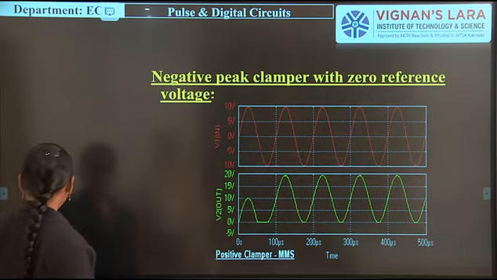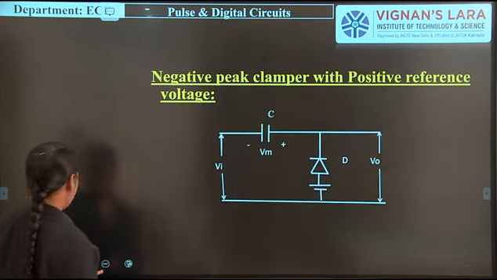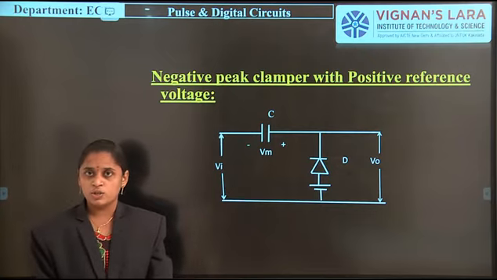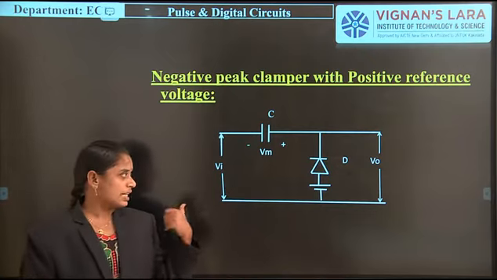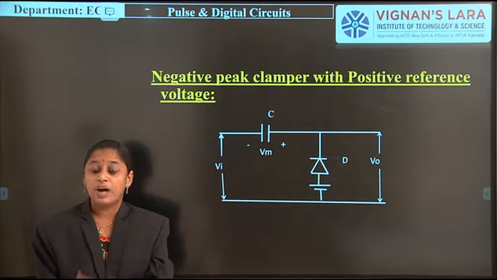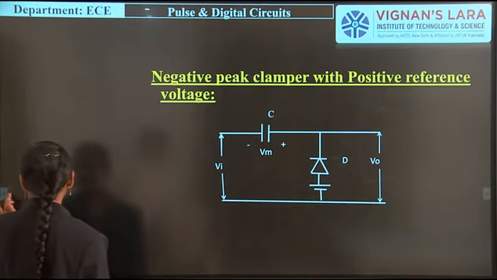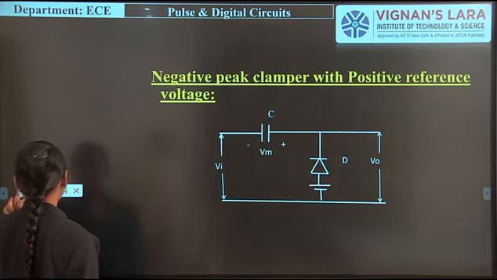And next we have to check the condition, that is a positive clamper with positive reference voltage. And what is the condition of the diode? Obviously you have to understand the conditions easily. Then what are the conditions here, and what is the condition of the diode, on and off? We have to observe that first.